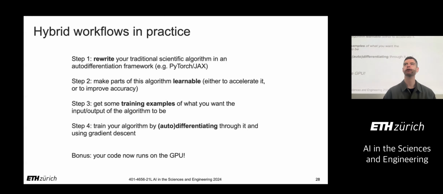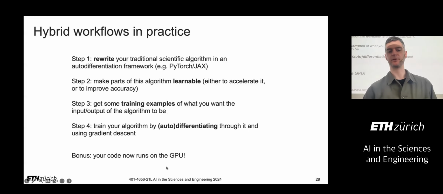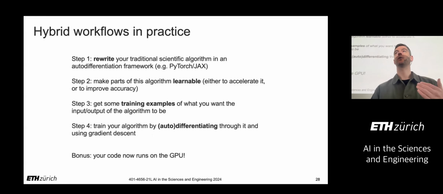And then added bonus, all of these deep learning libraries are designed for doing parallel matrix operations, and they run much better on the GPU. And the bonus is that once you've rewritten your traditional workflow, it will also run on the GPU. And depending on the type of computation that it carries out, it may well be an order of magnitude faster than a CPU implementation, or even more sometimes.